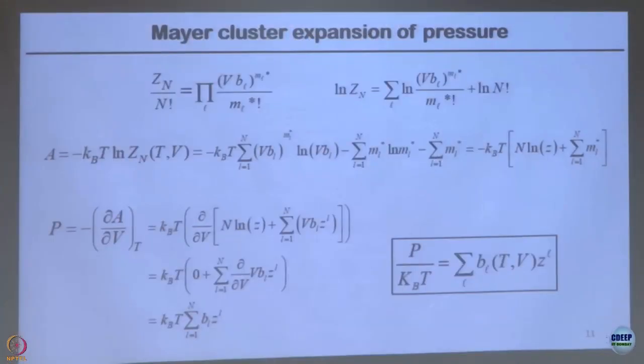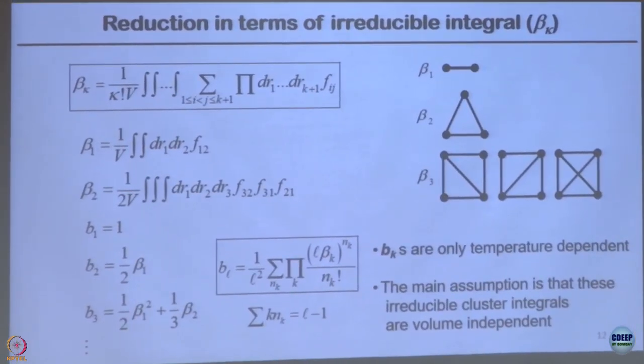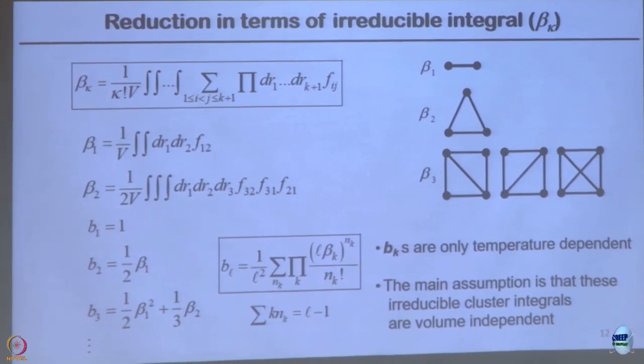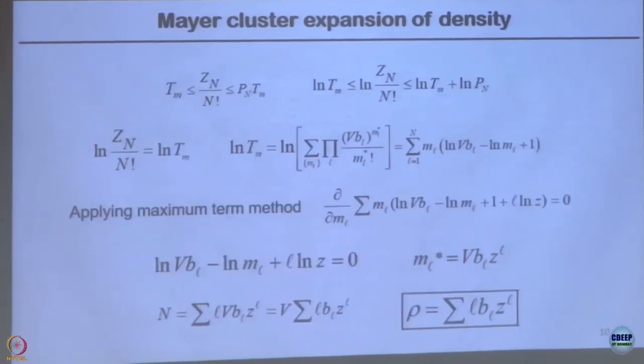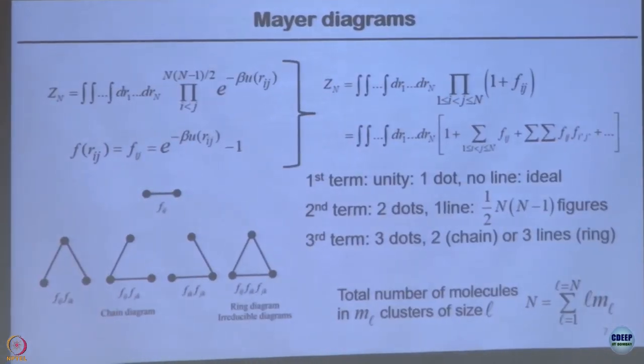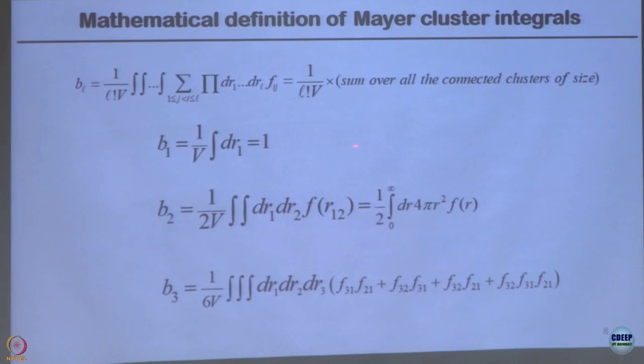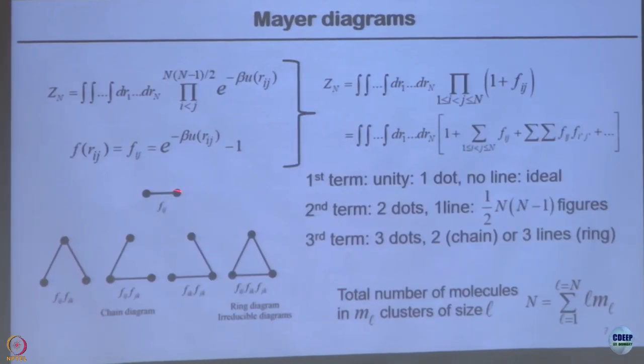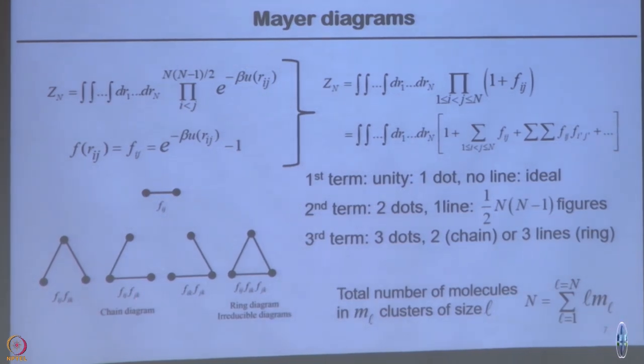So I'm going a little bit back and forth to give you an understanding of what is going on. This we will not need immediately, but it is very important. So what Mayer did then: these B's that you have done are called reducible cluster integrals. These are with the definition given here. These are integrals. However, as we know, this cannot be reduced any further, but this can be reduced.